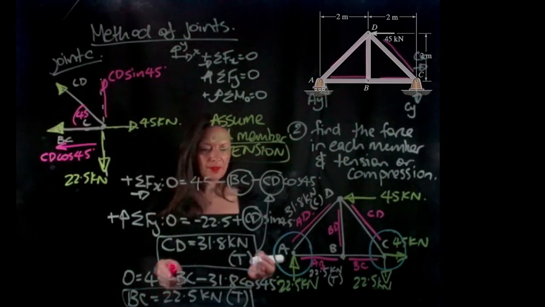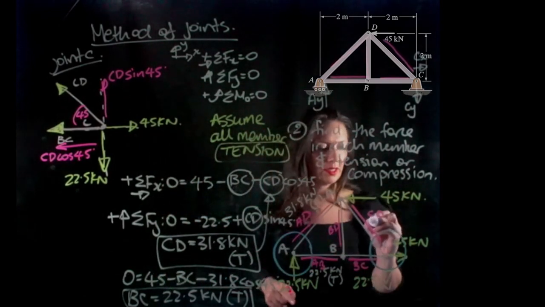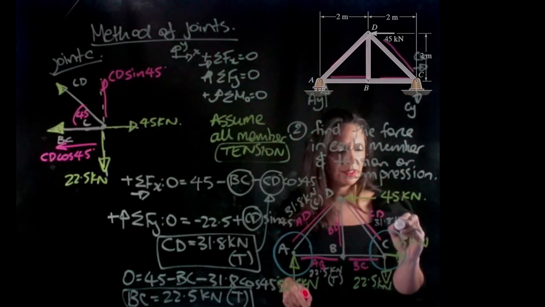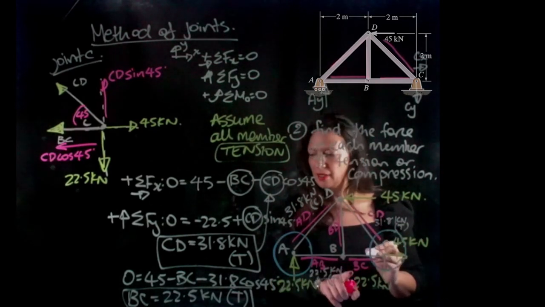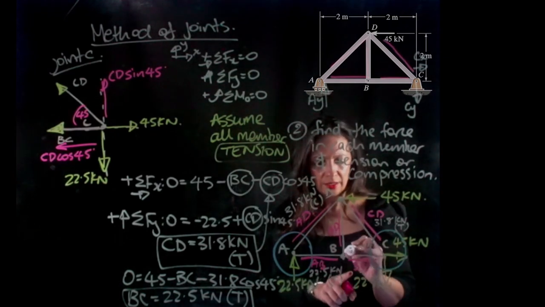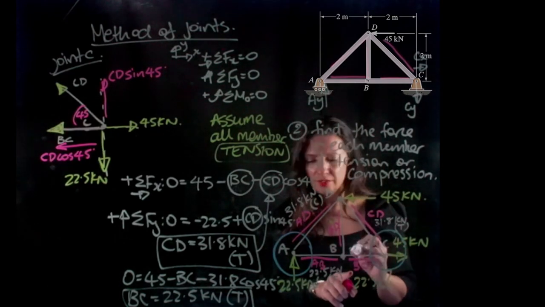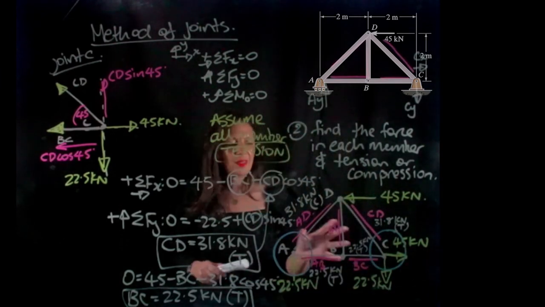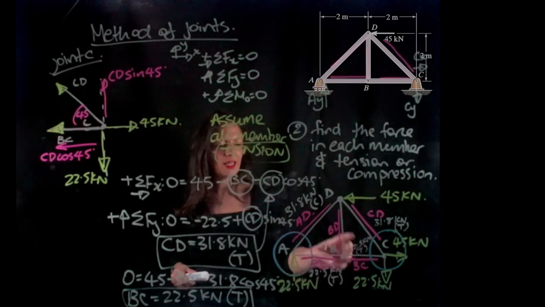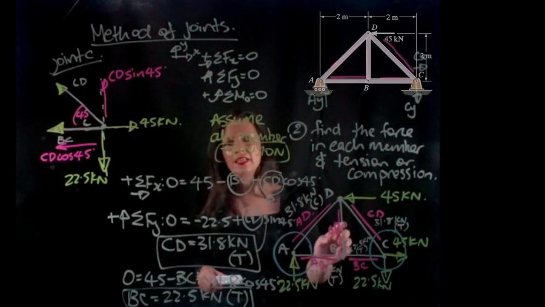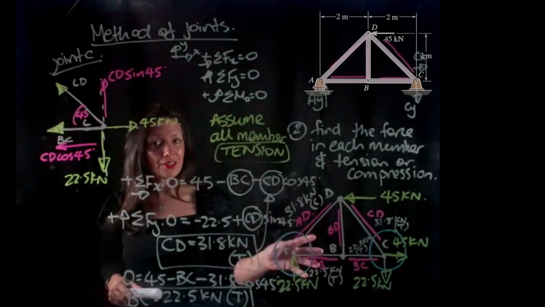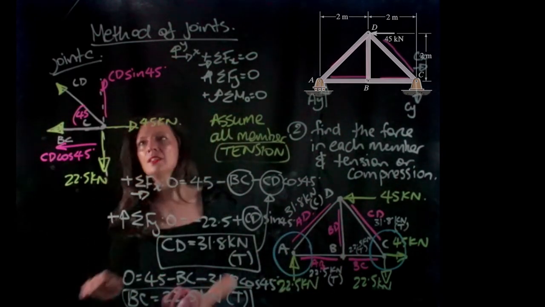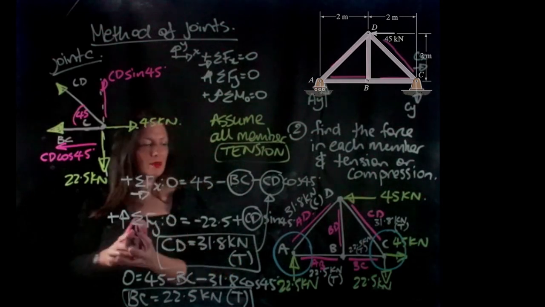Okay, so now for C, we can write it up here: CD is 31.8 kilonewtons in tension, and BC is going to be 22.5 kilonewtons in tension. Okay, so now we only have one force left, and that's BD, so we need to take another joint and look at it. So let's take a look at joint B.